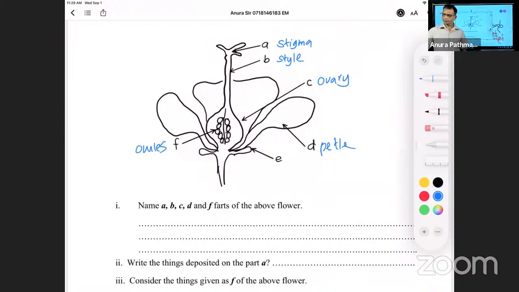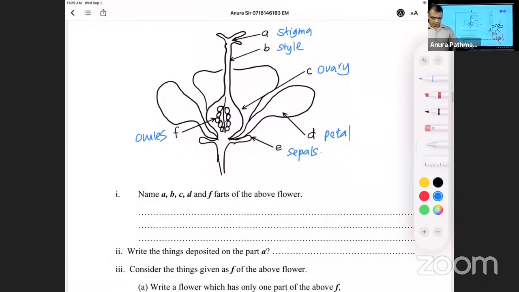And the other one. Ovary, sepals, ovule. F: Sepals. Sepal. Petal, P-E-T-A-L. Right. Write the things deposited on the part A. Pollen grains, or pollens, exactly correct.